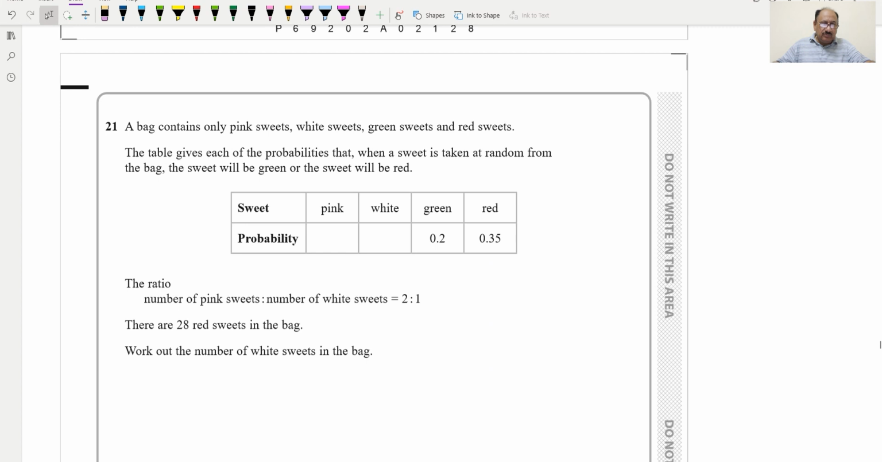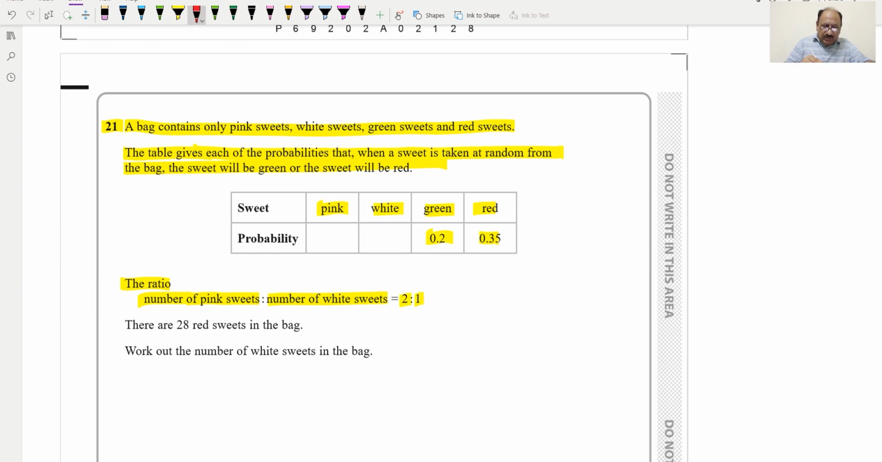Now this is question number 21, and it is a probability question. A bag contains only pink sweets, white sweets, green sweets, and red sweets. The table gives each of the probabilities that when a sweet is taken at random from the bag, the sweet will be green or the sweet will be red. So green and red probabilities are provided. The ratio of the number of pink sweets to the number of white sweets is 2:1.